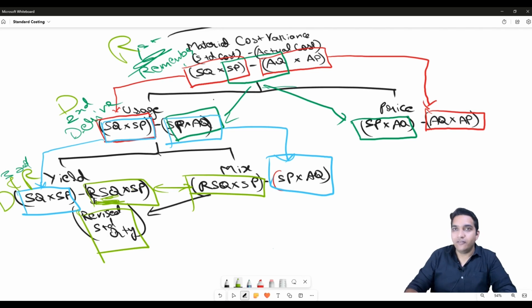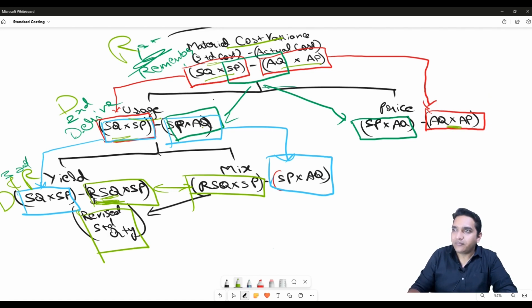If you are still confused on how I have derived these formulas, I will explain it one more time very quickly. We have the formula for our material cost variance, that is standard quantity into standard price minus actual quantity into actual price. Then we divide this formula into two. One part goes to usage, which is the first part, standard quantity into standard price. Then we take the second part and put it under price, actual quantity into actual price.